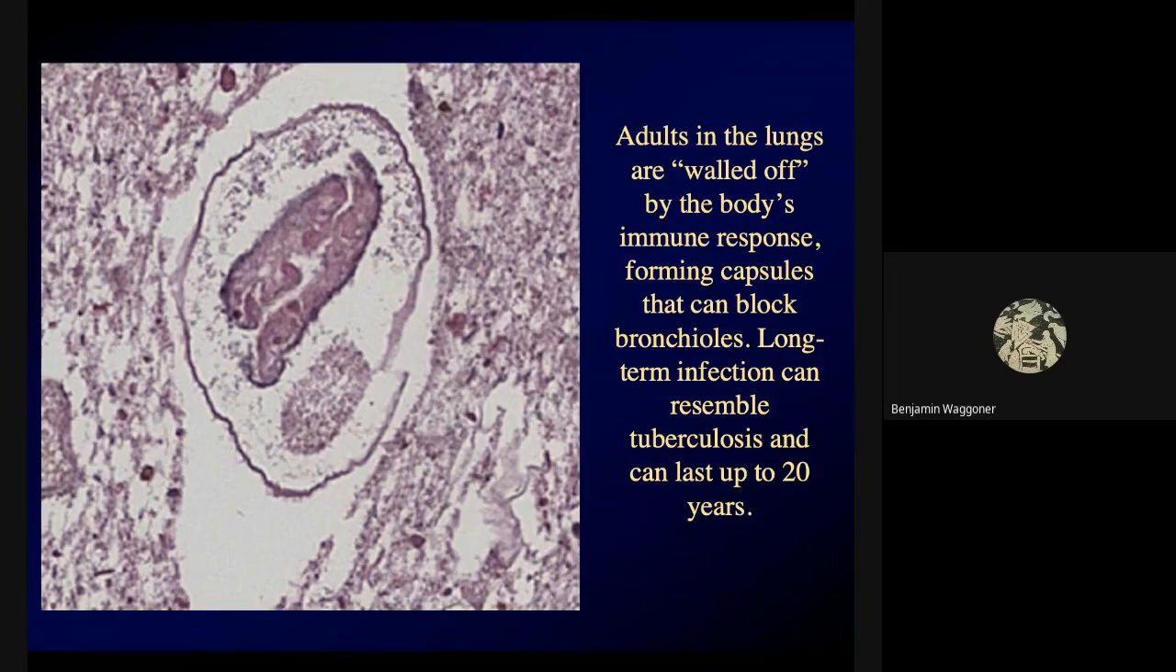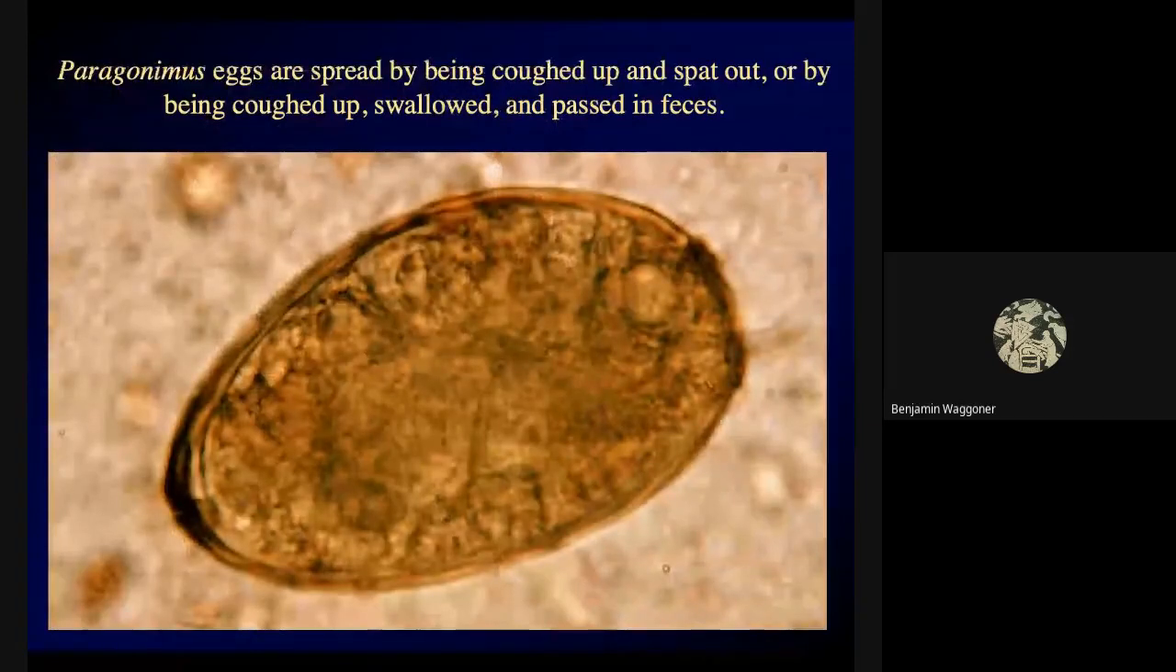Long-term infection can look like TB for the same reason. Your body's making nodules in your lungs, and long-term infection can last up to 20 years. The adults lay eggs, and you cough the eggs up, and that's what the eggs look like. That might either be spread by being coughed up and then spit out, or if you cough up these things and swallow your phlegm, the eggs may pass out in the feces. And that's what the eggs look like right there.